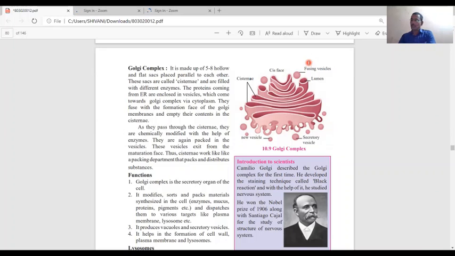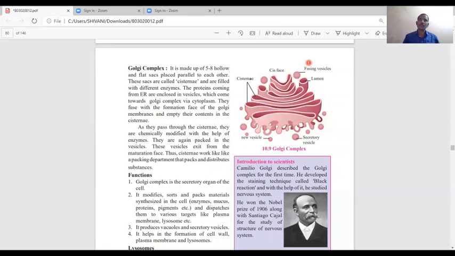Now, the Golgi complex. The Golgi complex is also an important cell organelle in the cell. It is made up of 5 to 8 hollow and flat sacs placed parallel to each other, and such sacs are called cisternae. All such sacs are filled with different enzymes.